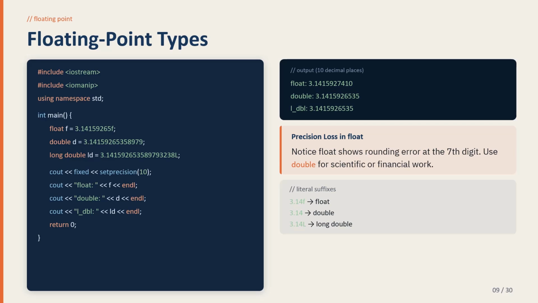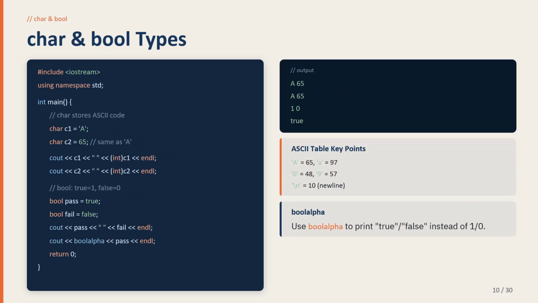Next is floating point types. Floating point data types are used for storing decimal values. Three commonly used types are float, double, and long double. Next is character and boolean types. So let's look at two simple but important data types. A char stores a single character. Internally, every character is represented by its ASCII value. For example, the character A corresponds to the number 65. The bool data type stores only two values, which are true or false. By default, C++ assigns these values as 1 and 0.